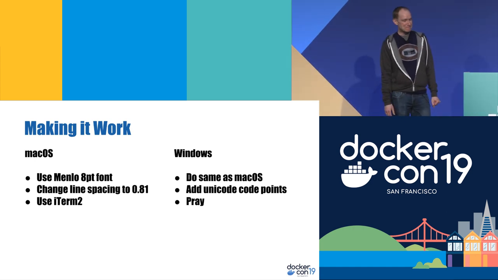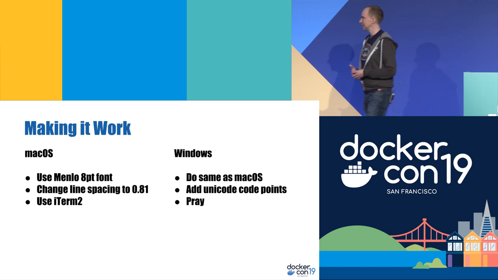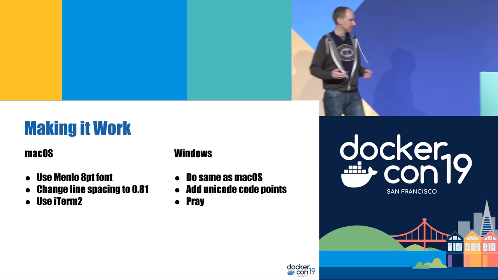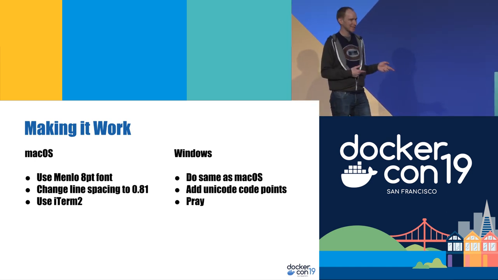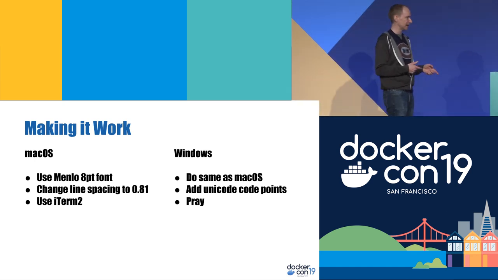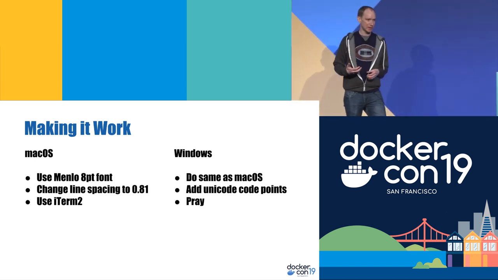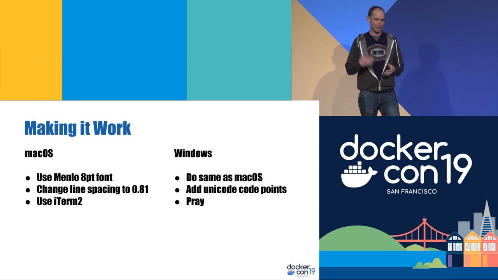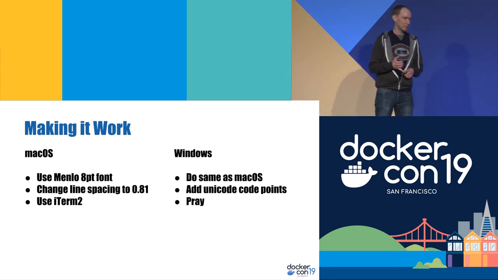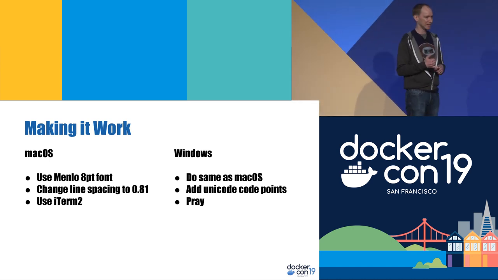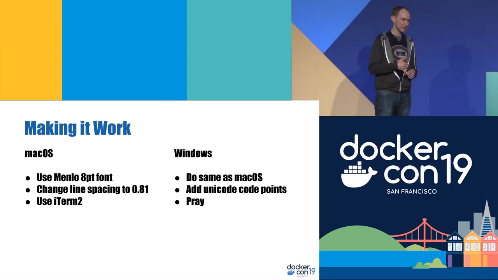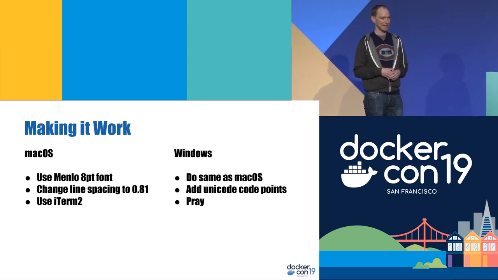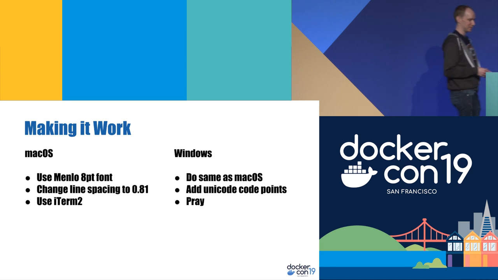So making this work in Windows is kind of the same as macOS. Actually, we got it working right before this demo as well, but I think, Blaze, you got it working with Alacritty, which has hardware acceleration, but it's kind of a pain. You still need to set up the Unicode code points to get things to work, depending on the font that you're using, and then just pray that it's going to work. It's kind of a pain.